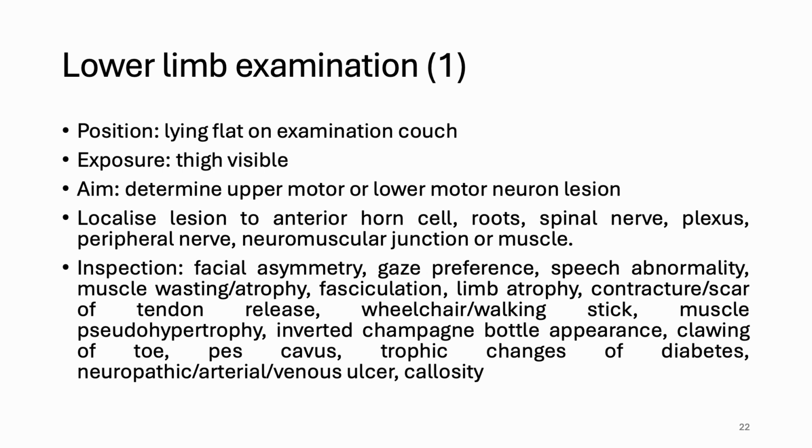You should start by inspecting the patient. Look for facial asymmetry, gaze preferences, speech abnormalities, muscle wasting or atrophy, fasciculations, limb atrophy, contracture or scar of tendon release, whether the patient is using a wheelchair or walking stick, whether there's muscle pseudohypertrophy, whether the lower limb looks like an inverted champagne bottle, whether there's clawing of toes, pes cavus, trophic changes of diabetes, neuropathic, arterial or venous ulcer, or any callosity.